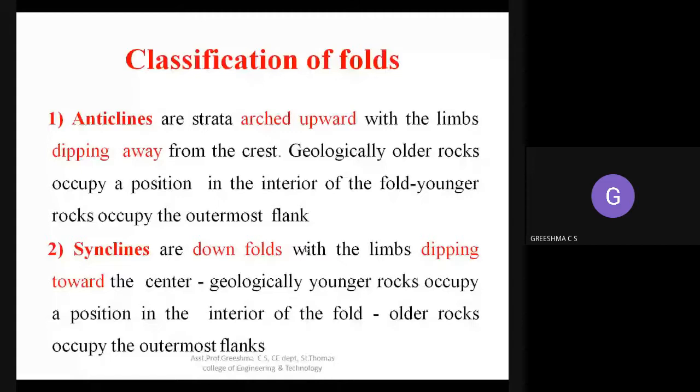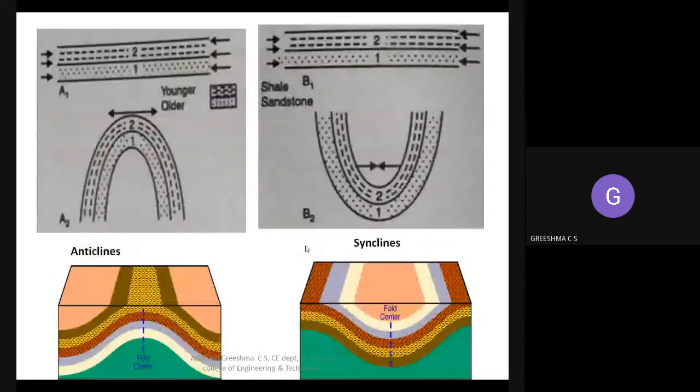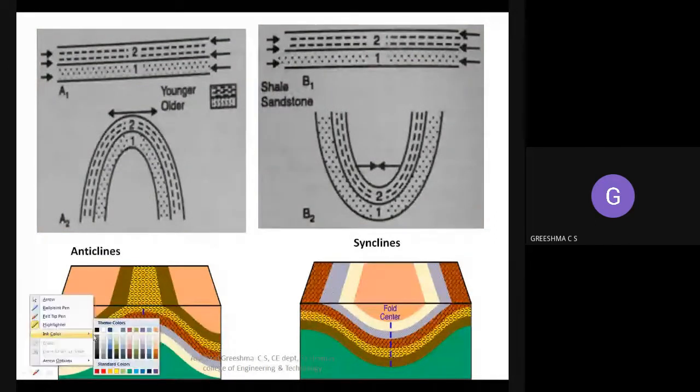Based on the undulated shape, it is classified into anticlines and synclines. From this picture you can see, this is an anticline. The downward picture what you're seeing is an anticline. Right now what you're seeing is an anticline, and this down one is a syncline. So anticline and syncline.